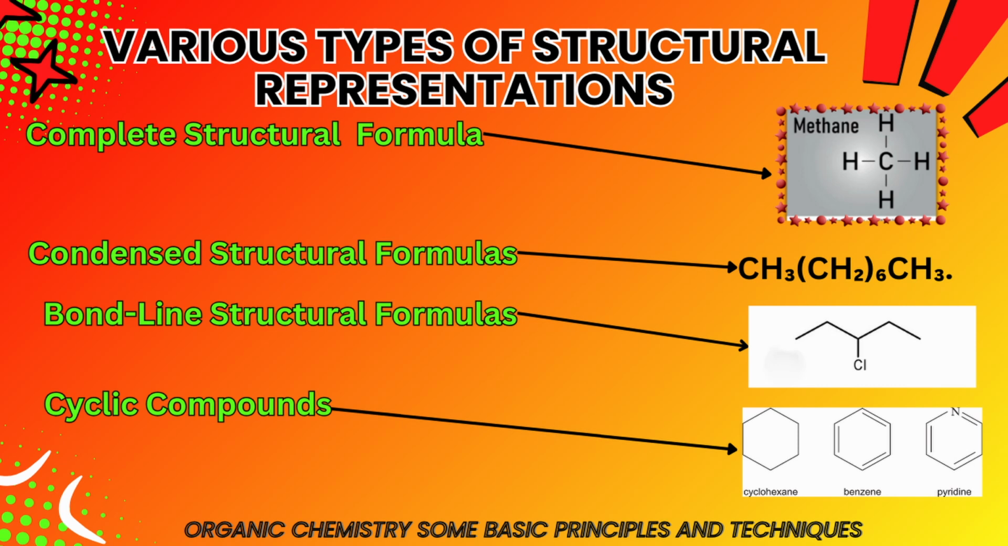For even further simplification, we use the bond line structure. In this, carbon and hydrogen atoms are implied and only carbon-carbon bonds are drawn in a zigzag pattern. The junctions and terminals represent carbon atoms. Functional groups like oxygen or halogens are clearly shown, making it easy to interpret the structure. For cyclic compounds like cyclopropane or cyclohexane, bond line formulas use polygons to represent the ring structure.